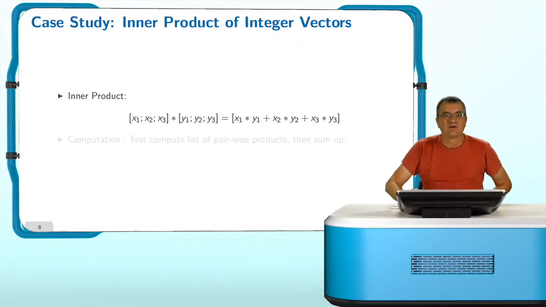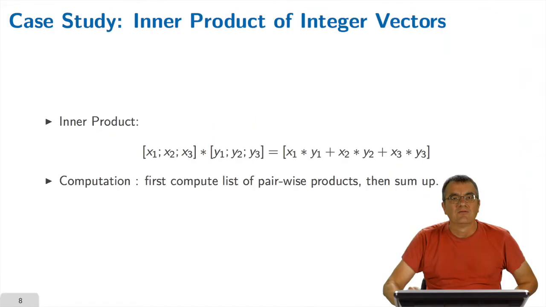Now let's see how we can use the folding operations in order to define, for instance, the operation of inner product of two integer vectors. So this equation reminds you what the inner product of two vectors is in fact, and in order to compute such an inner product, what we have to do is, first of all, we compute the pairwise products of the elements of two lists, which would yield a list of integer values, which finally has to be summed up in order to obtain the result.